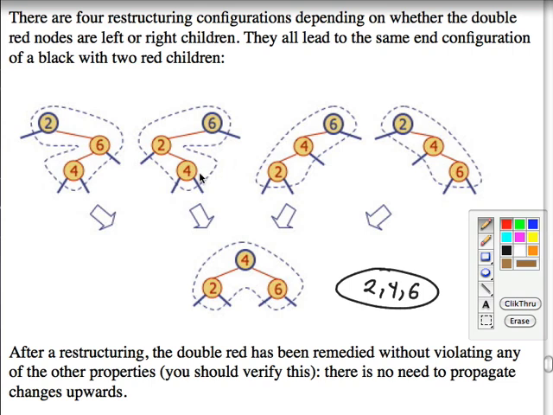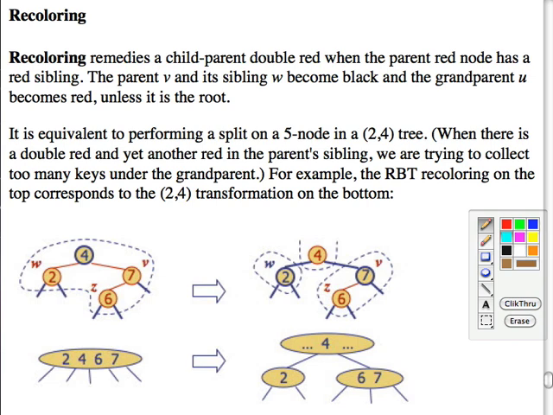But after this restructuring, we've remedied the double red. We now have only single reds, and we haven't violated any other properties because we haven't changed the color of the root node or the child nodes. We haven't changed the number of black nodes in the tree, so the number of black nodes on the way from the root to the children are going to be the same. Okay, while restructuring was resolving the problem where the sibling was black and it was just an incorrect representation, recoloring will be remedying a situation where there's overflow, the one we saw also in the 2-4 representation.